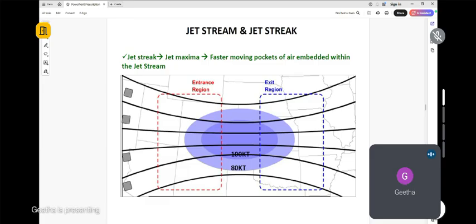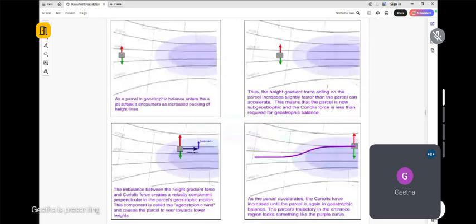Then beyond that it is only 80, 60, like that. So now here it leaves the maxima. So you are having the exit region. So you are having the entrance and the exit region. The entrance and the exit region, I told you, because there is a very sharp height gradient, the height gradient becomes very, very strong here.